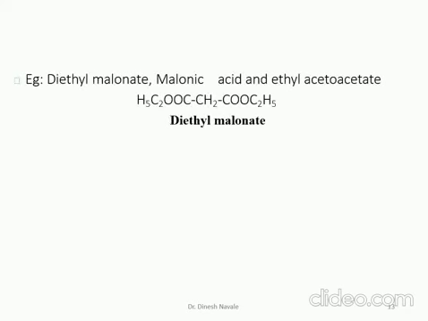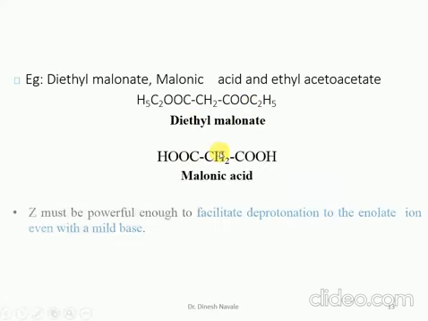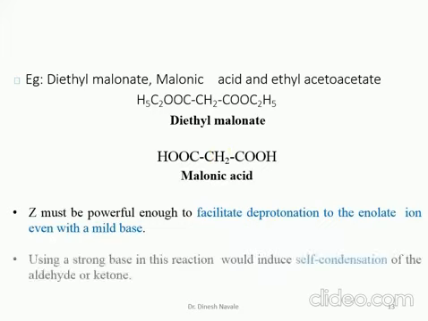Now some of the active methylene compounds which are utilized in the condensation reaction are diethyl malonate, malonic acid, and ethyl acetoacetate. So this is the diethyl malonate, this is the malonic acid, and Z we have already discussed should be a strong electron withdrawing group like cyanide, nitro, etc. Using a strong base in this reaction will induce the self condensation of the aldehyde and ketone.